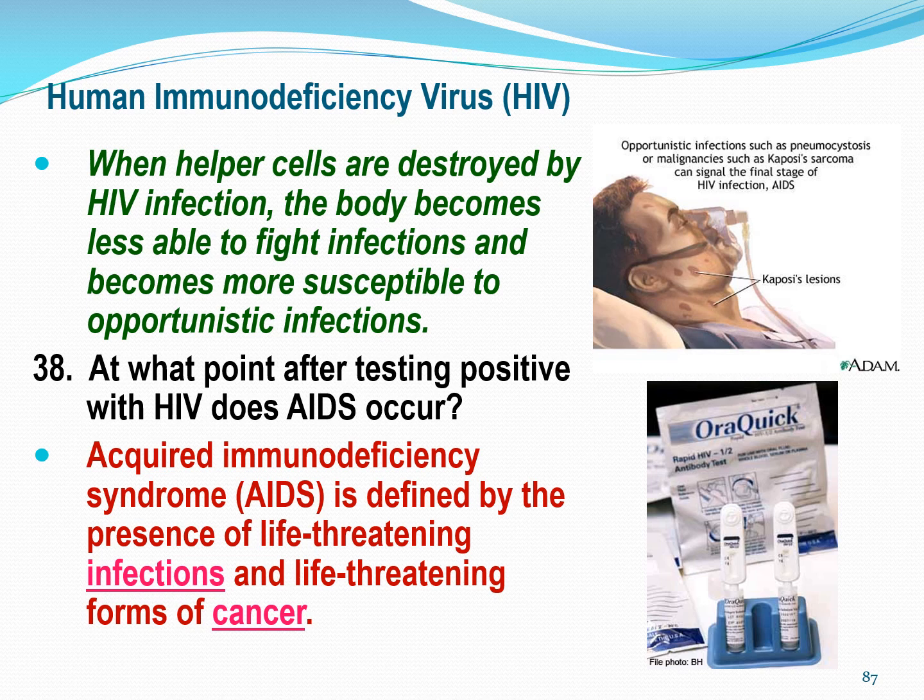When helper cells are destroyed by HIV infection, the body becomes less able to fight infections and becomes more susceptible to opportunistic infections. At what point after testing positive for HIV does AIDS occur? Okay, at what point do you go from being HIV positive to having full-blown AIDS? Acquired immune deficiency syndrome, also known as AIDS, is defined by the presence of life-threatening infections and life-threatening forms of cancer.